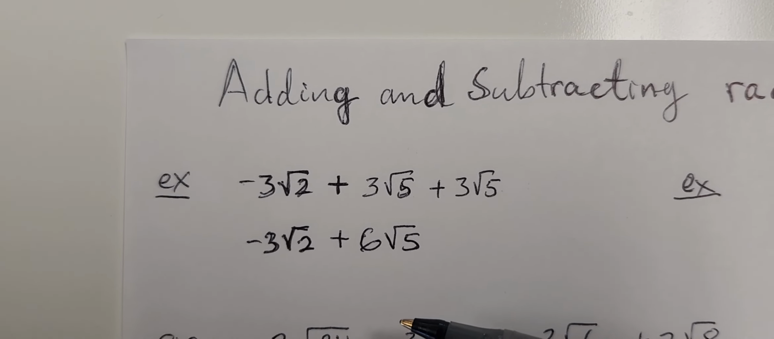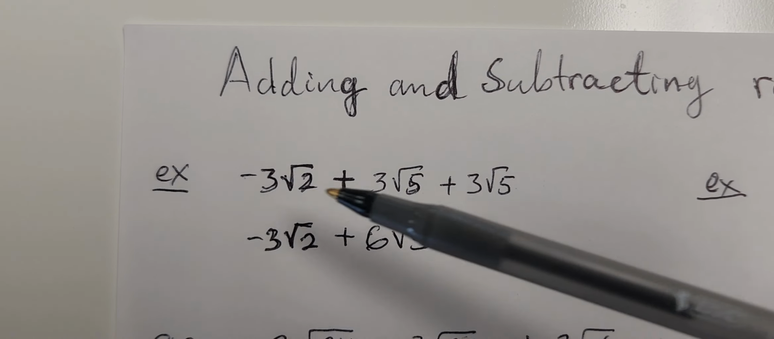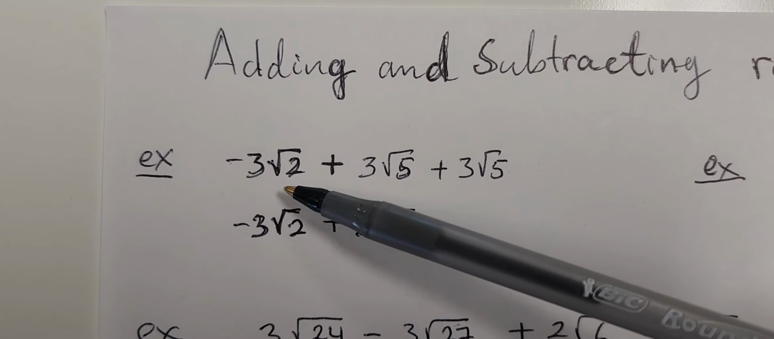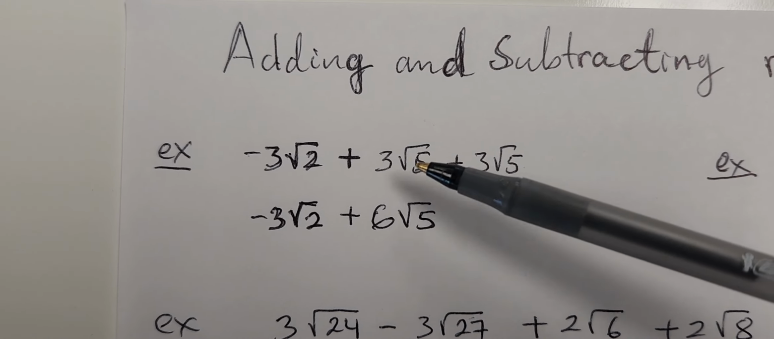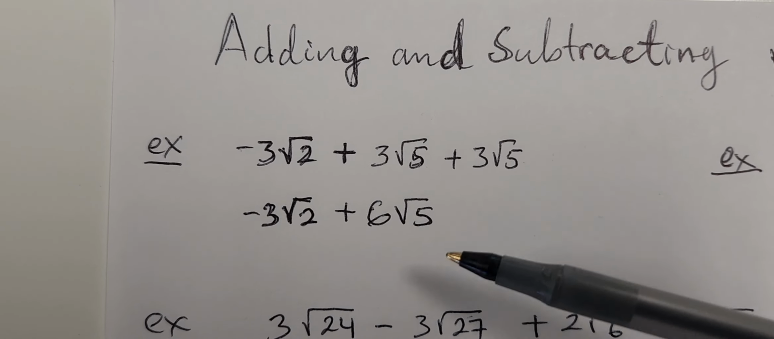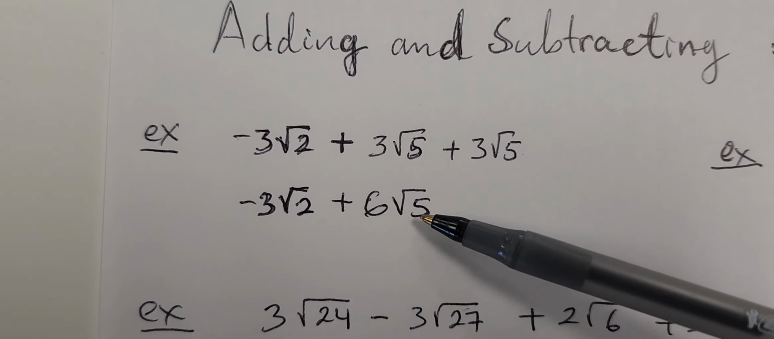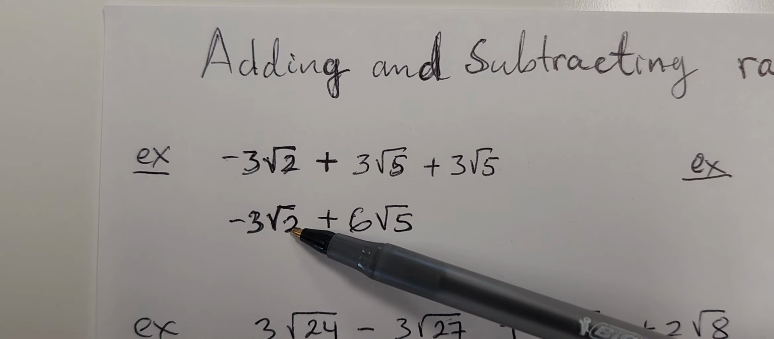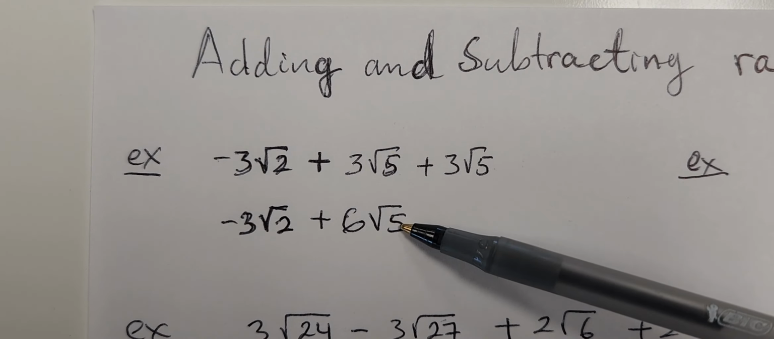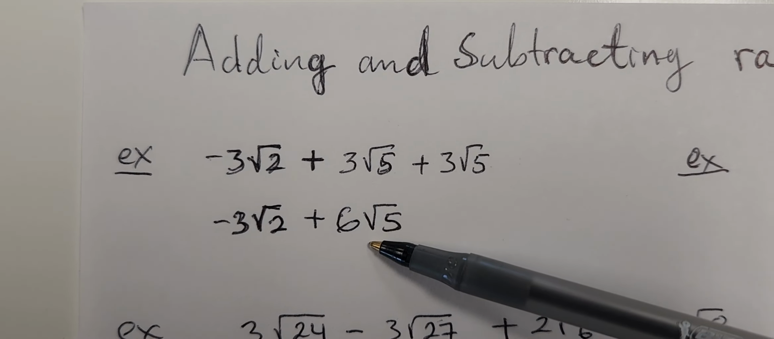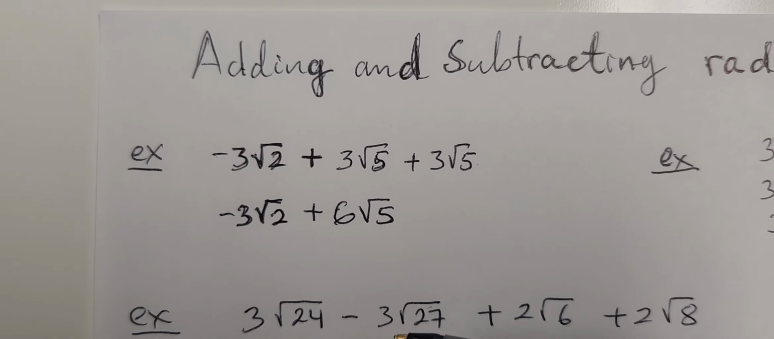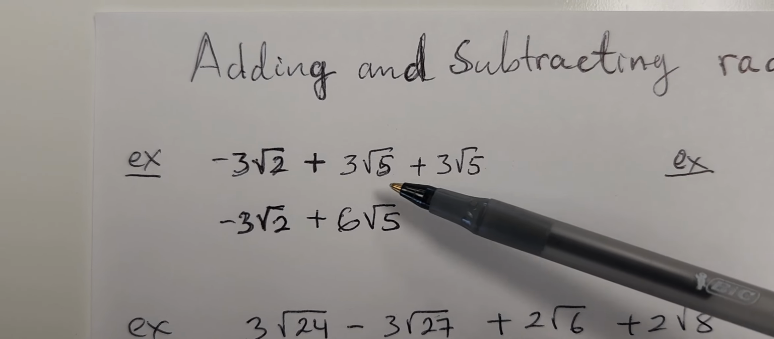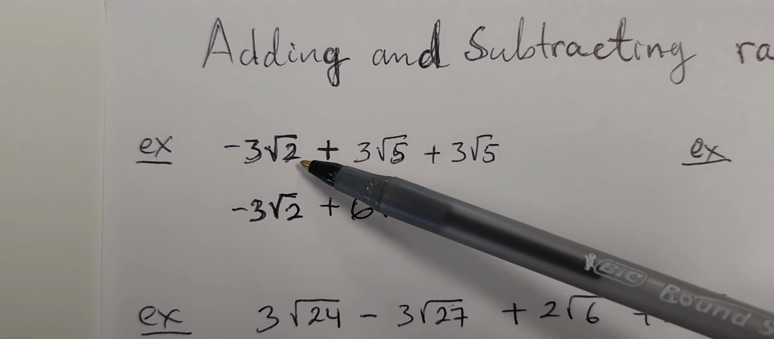Again, you can only add or subtract if they have the same radical, and if you cannot add them, we leave them alone. So in our situation, radical 2 and radical 5 are not the same, so we are completely done. When you add or subtract radicals, make sure they have the same radicals.